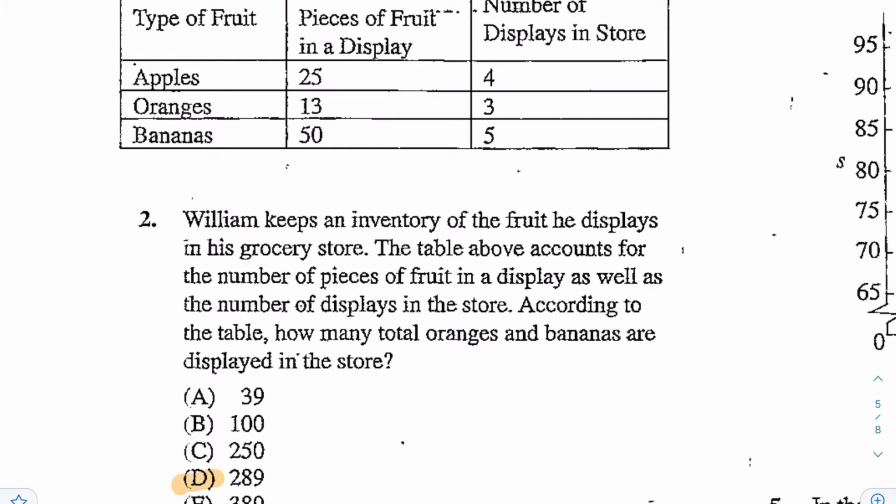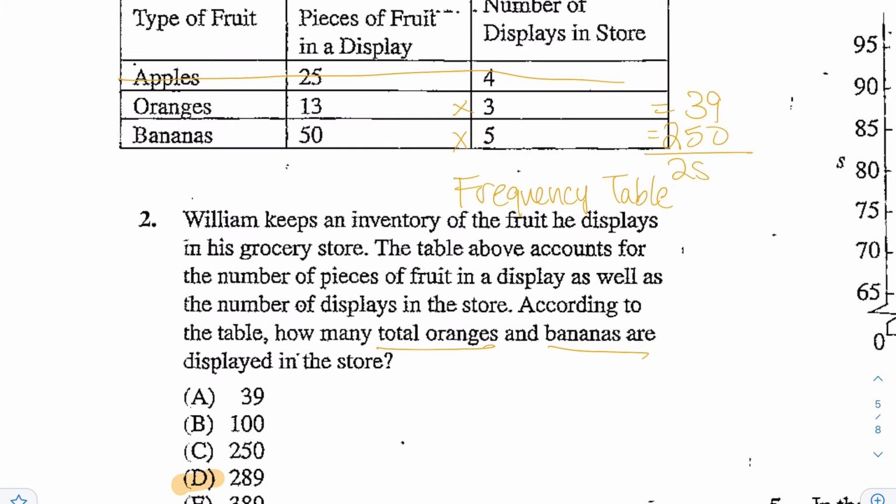All right, so here you have this chart that tells you the number of fruits at a display and the number of displays. This is otherwise known as a frequency table. For frequency tables, you have to essentially multiply and add. So if you want to know the total oranges and bananas, so you don't care about the apples, for the oranges, you have to do 13 times 3, which is equal to 39, and then 50 times 5, which is equal to 250. Then you want to add them up, and that's going to give you 289, which is choice D.